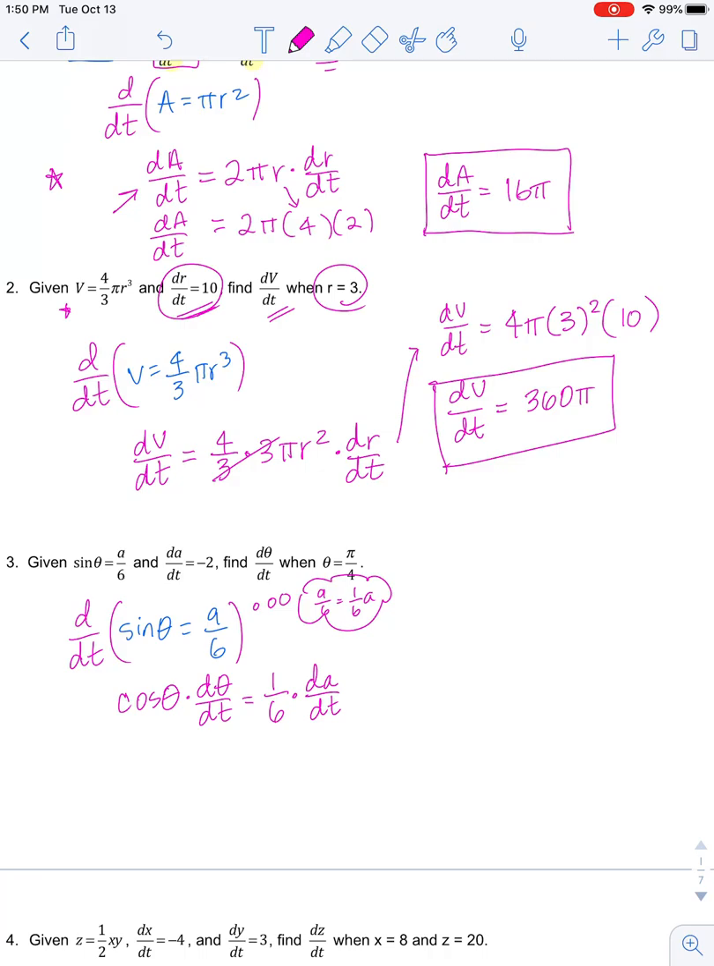So now I'm finding d theta dt. That means this is going to remain the letter portion of my answer, and then I'm going to plug in everything else as expected. So cosine, it says theta here is pi fourths. So I'm going to do cosine of pi fourths times d theta dt, and then that's 1/6 times, looking here, dA dt is -2. All right, so I know that cosine of pi fourths is root 2 over 2.